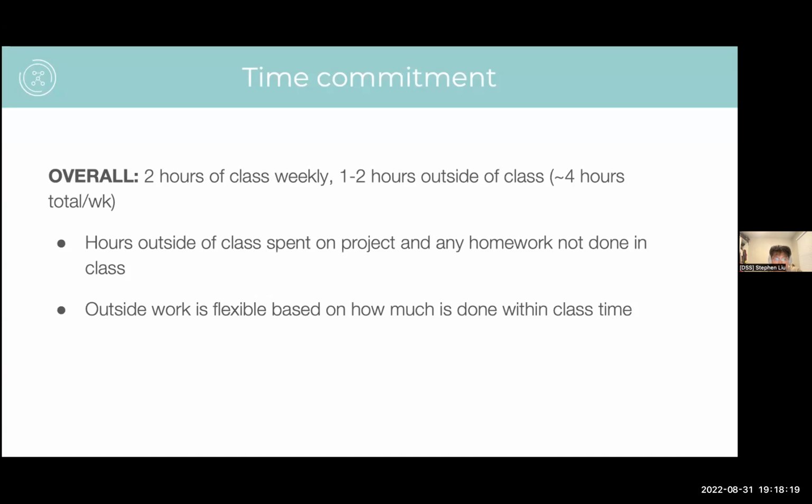Hours outside of class, spent on projects and any homework not done in class, are very flexible. It's a really big freedom, because if you can finish everything in class, then you don't really need to spend time outside of class at all. But if you don't, then this range is very flexible. It depends on how much work you get done during class time.